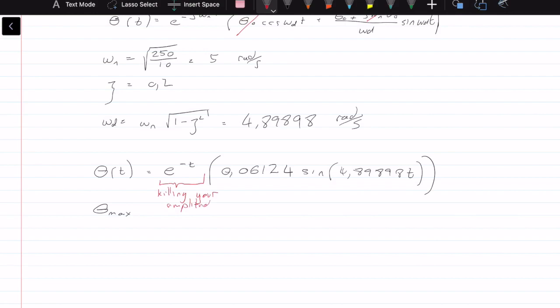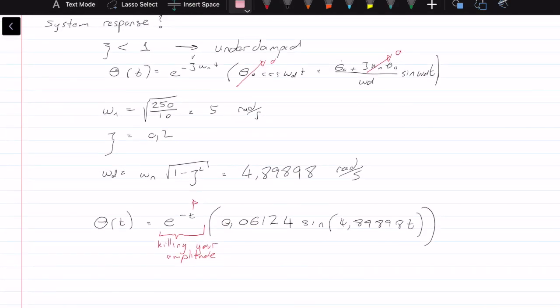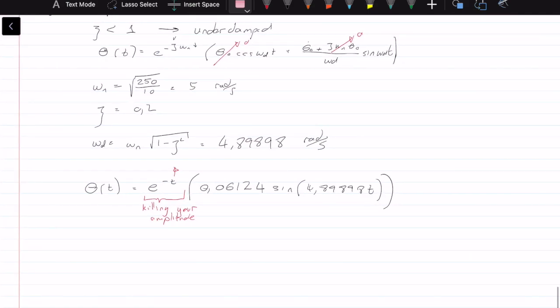Okay, so what does that mean? It means that this term, as t increases, the amplitude will always decrease. So the amplitude always decreases. What we need to do is, we can't simply say that the maximum value is that value right there. We can't say that. We have to carry out the second derivative. So let's do that.